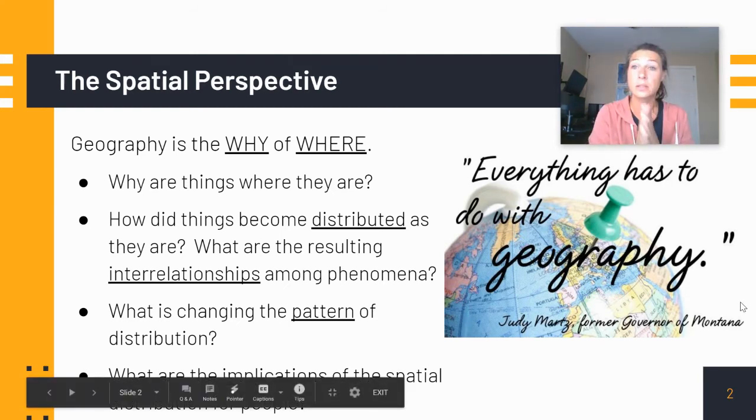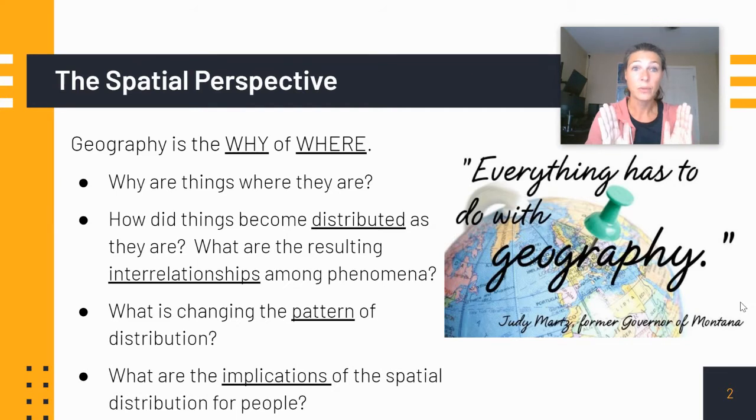You can literally study anything from a geographic perspective because geography answers the why of where. So why are things where they are? How did things become distributed as they are? What is the relationship among the things? We call it phenomenon, so it's just whatever it is that you're studying. What is the relationship among different types of phenomenon? What is changing the pattern of distribution? Things are changing all the time.